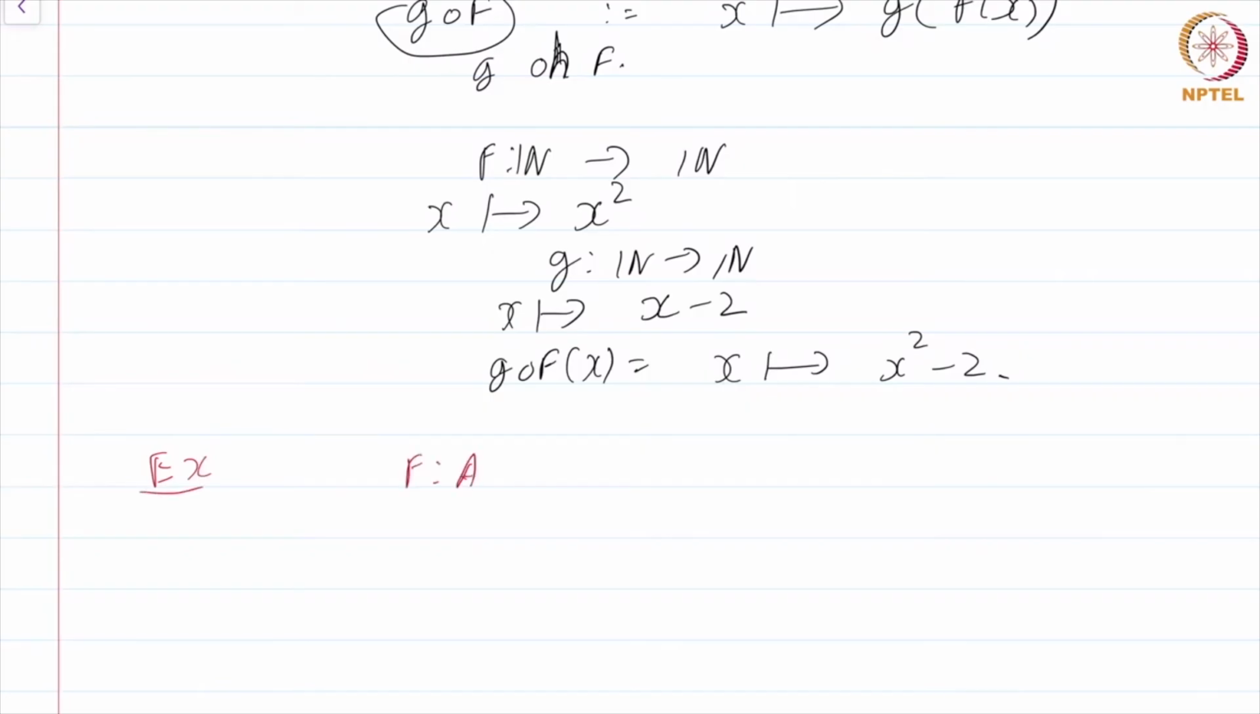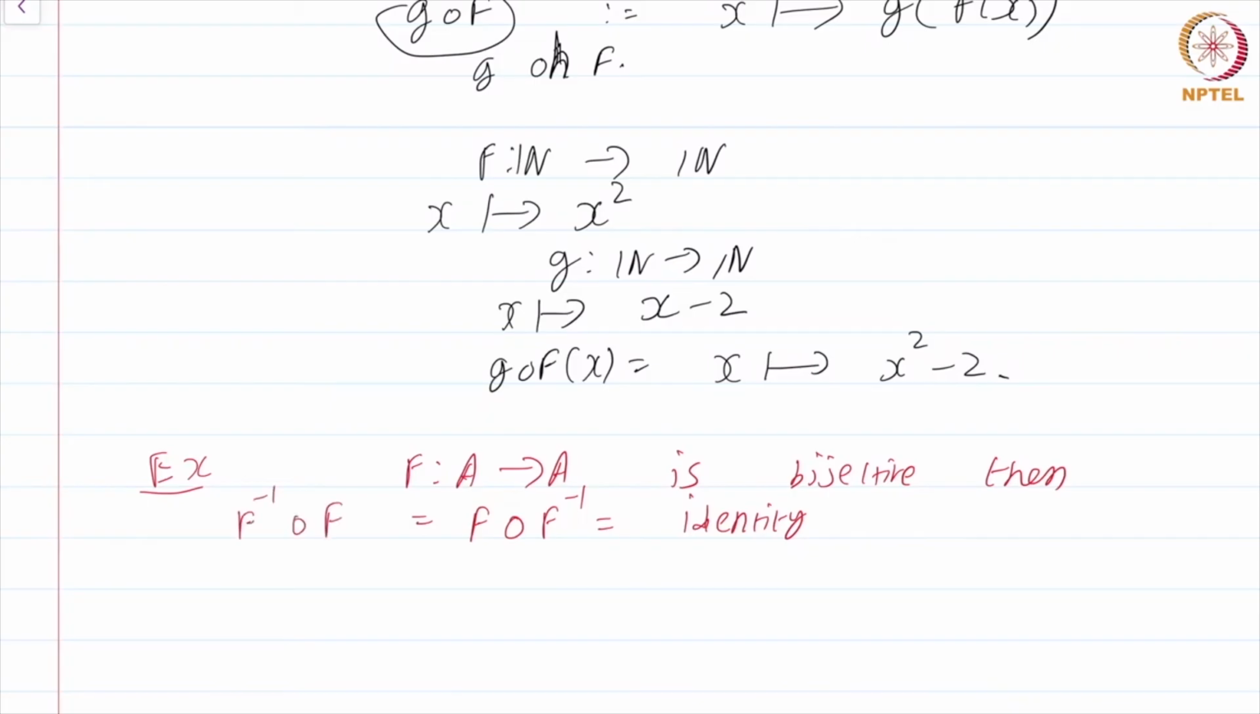If f from A to A is bijective, then f composed with f inverse is identity. Same is true of f inverse composed with f. In fact, you can always say f from A to B itself, except now you have to check. You cannot write f inverse f equal to f o f inverse equal to identity. You will have to be a bit more careful.